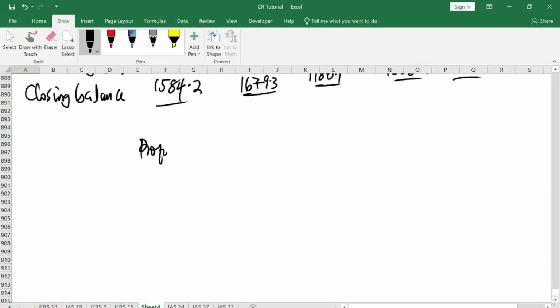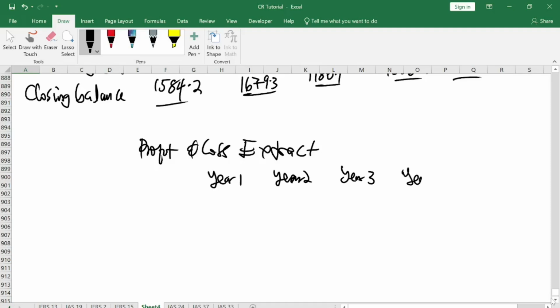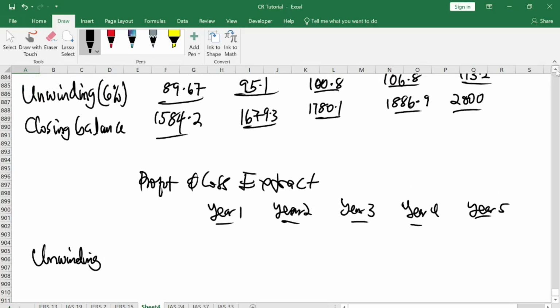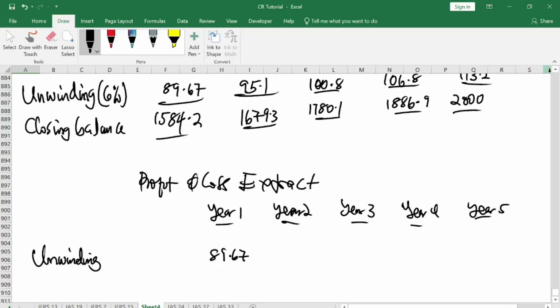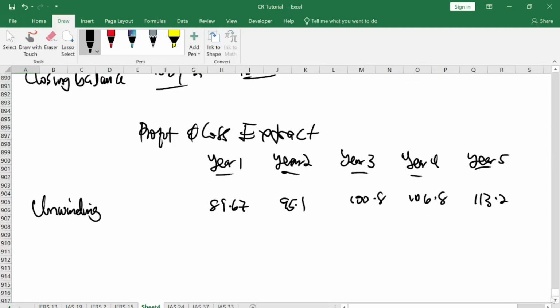Then you come and do your P&L extract. You have the profit and loss. So we have year 1, 2. You start with your unwinding discount, or the unwind. So year 1, what is the unwinding? Year 1 is 89.67. Year 2 is 95.1. Year 3 is 100.8, and then 113.2.